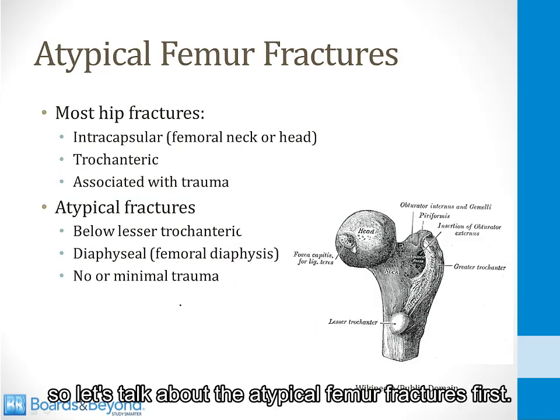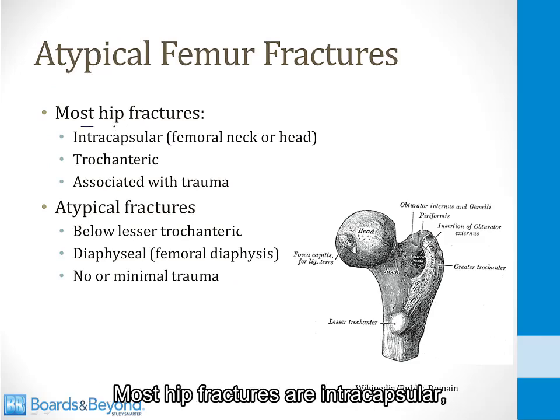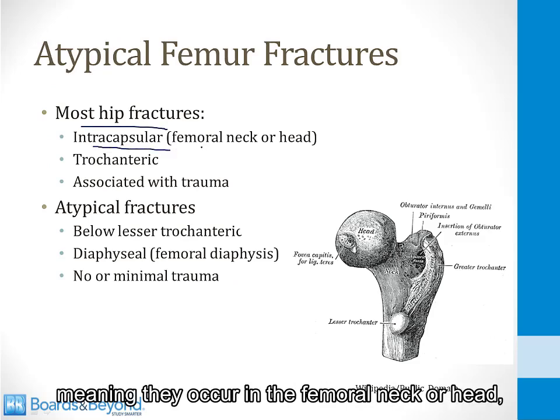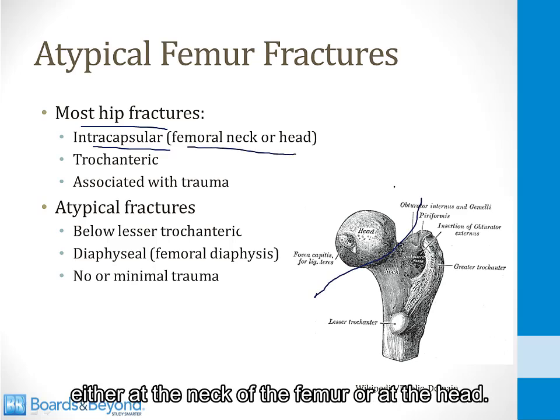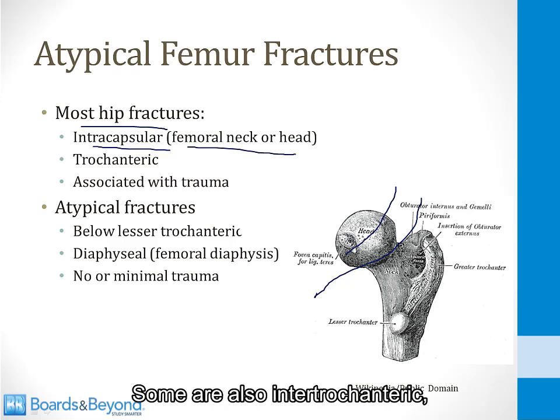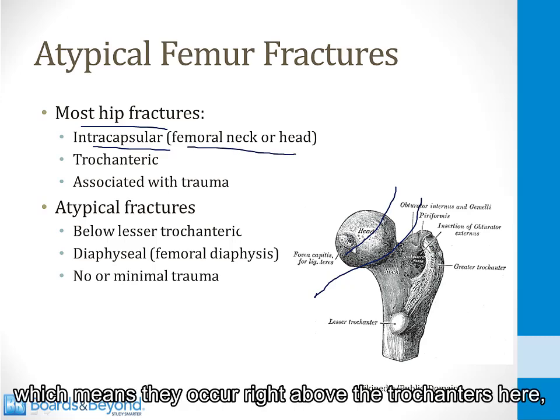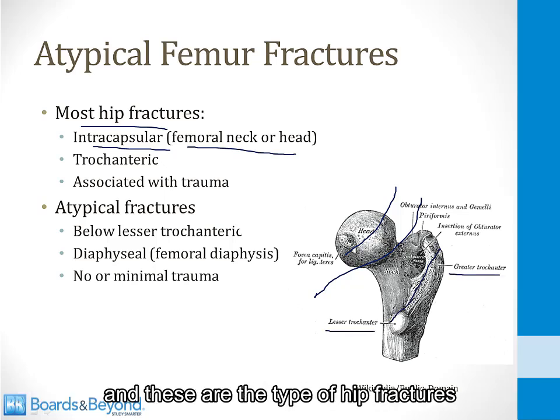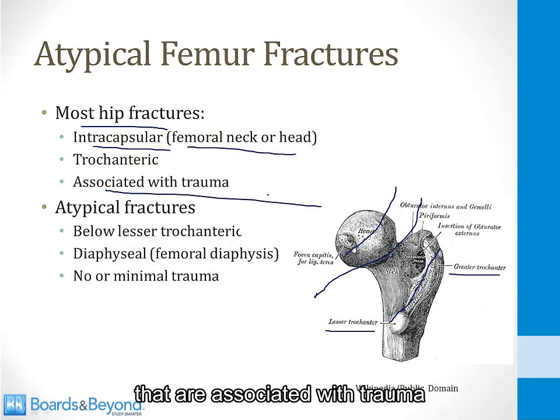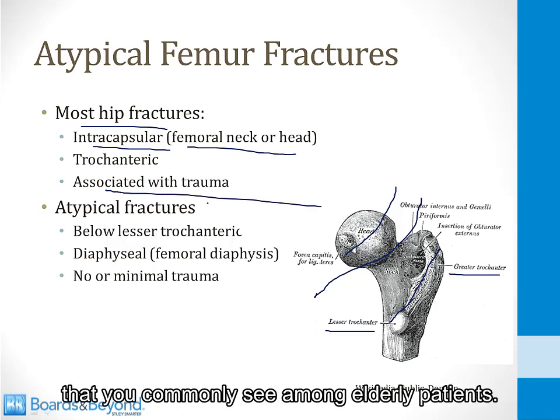So let's talk about the atypical femur fractures first. Most hip fractures are intracapsular, meaning they occur in the femoral neck or head. So right here on this drawing, either at the neck of the femur or at the head. Some are also intratrochanteric, which means they occur right above the trochanters here, the greater and lesser trochanter. And these are the type of hip fractures that are associated with trauma that you commonly see among elderly patients.